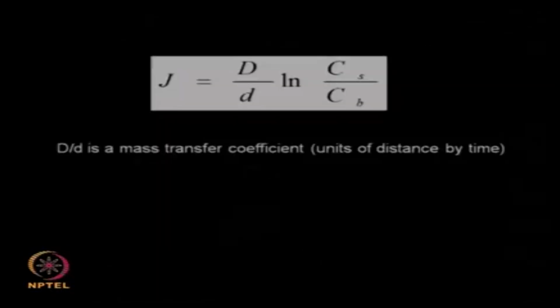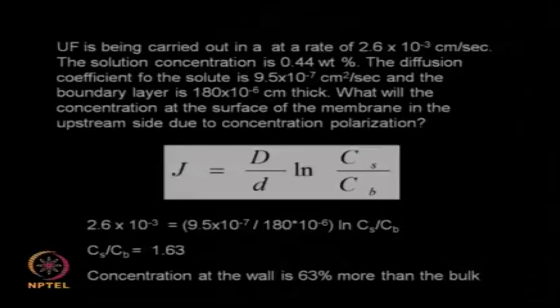So if we solve that equation, you will get a relationship for the flux in terms of D by d, which is called the mass transfer coefficient, times the logarithm of Cs by Cb. Now this Cb is the concentration in the bulk and Cs is the concentration near the wall because of the concentration polarization. Okay, let us look at a simple problem.